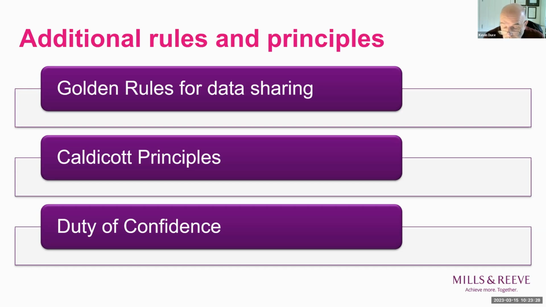Second, be open and honest with the individual and/or their family where appropriate from the outset about why, what, and how, and with whom information will or could be shared, and seek their agreement unless it's unsafe or inappropriate to do so. 3, seek advice from other practitioners or your information governance lead if you are in any doubt about sharing the information requested.